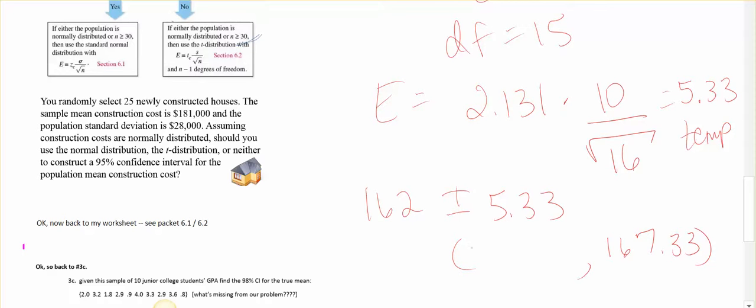But what does my confidence interval mean? That I am 95% confident that my true mean falls between these two values in temperature.